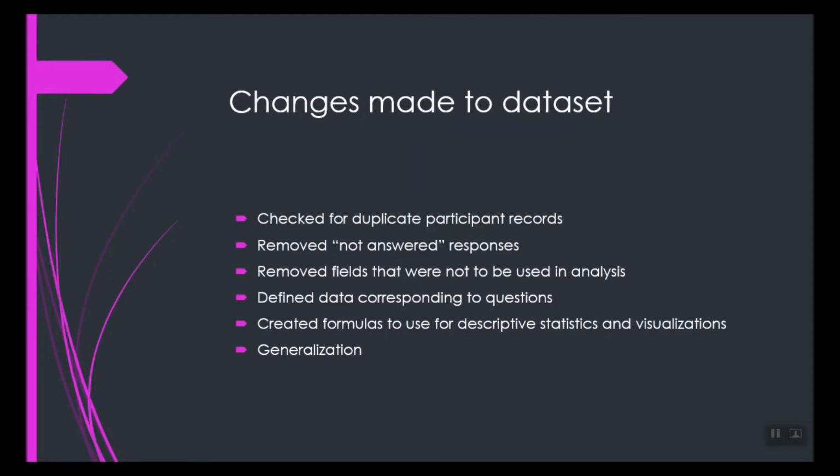And then I defined data corresponding to questions so that a person could read the labels on the fields and make sense of them and made it more readable. So instead of having, for example, Q8T, the person would only see age. And then I created formulas to use for descriptive statistics and visualizations. So this could also have been done by using pivot tables.